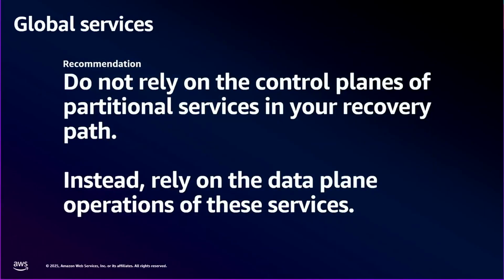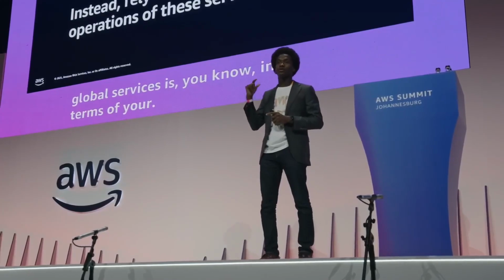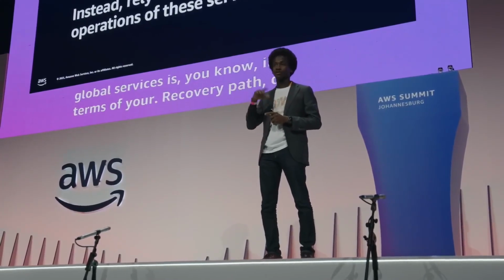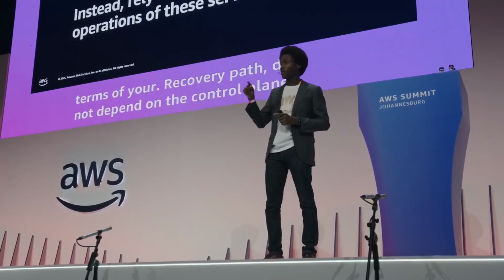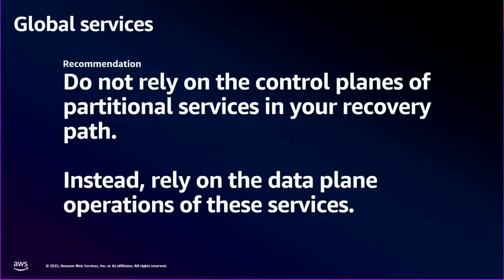And one guidance that we have with global services is, in terms of your recovery path, do not depend on the control plane operations of these global services, rather rely on the data plane operations. So if you think about it, there's one control plane for the service, but 37 data planes across all the regions for the services. So it's statistically more likely that the control plane is going to fail than the data plane itself. And an example of implementation of this is with Route 53 for DNS.